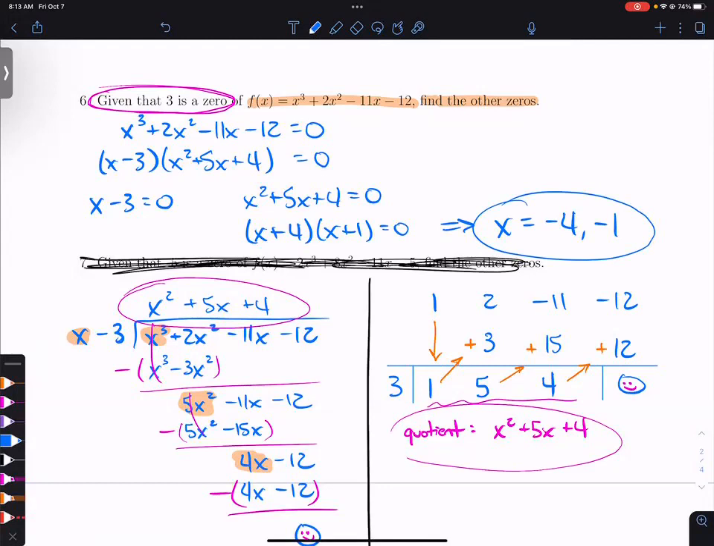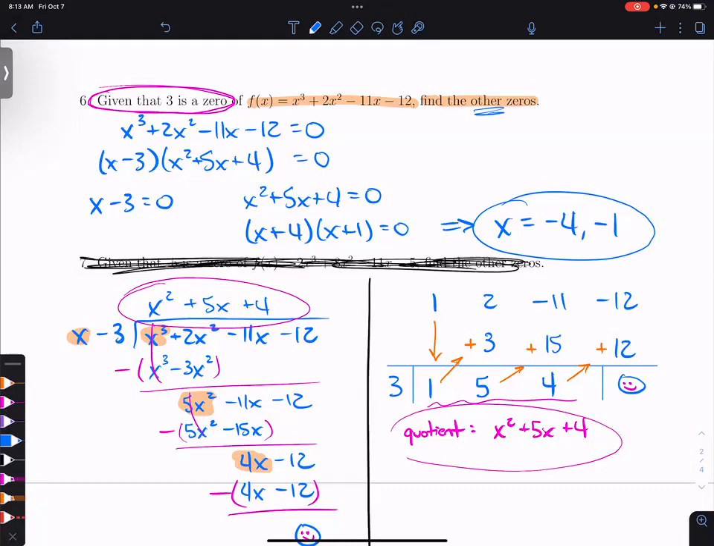Technically, all of the zeros are 3, -4, and -1. The question asks for the other zeros, and that's not something I'm going to make a big deal about or count off for. Since it says the other zeros, I'm just going to give those 2. So, two big things: one, we have to do the division, which is its own thing, and two, we have to use that to finish solving.